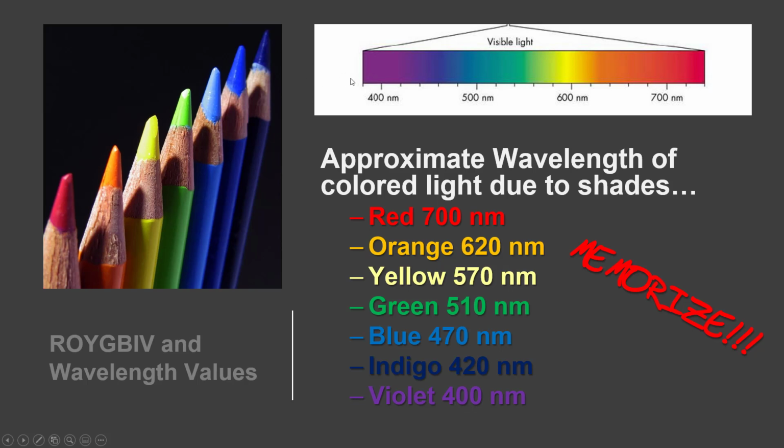Once you get below violet, you get ultraviolet. Once you get above the red, you get infrared. But our eyes only see this tiny small segment of the electromagnetic spectrum called the visible spectrum.